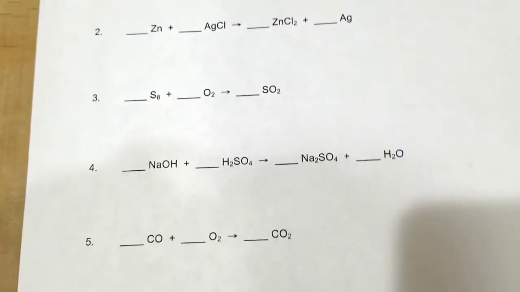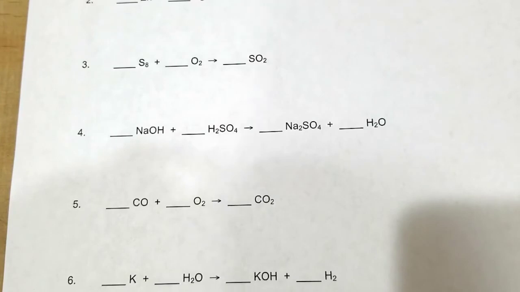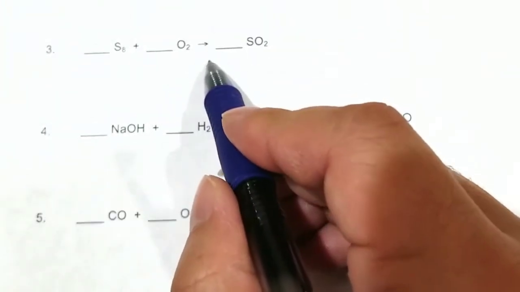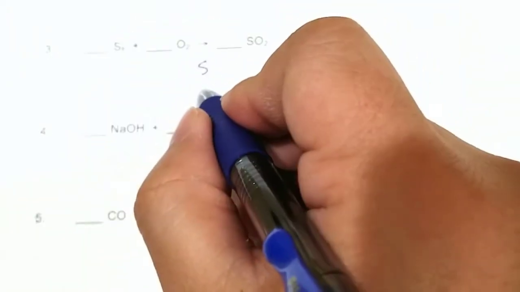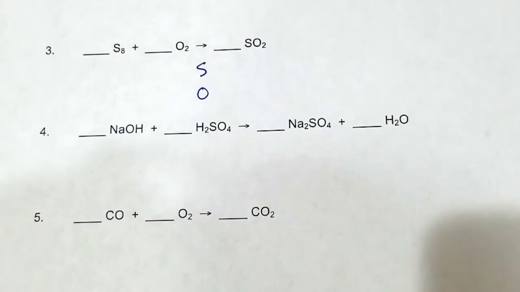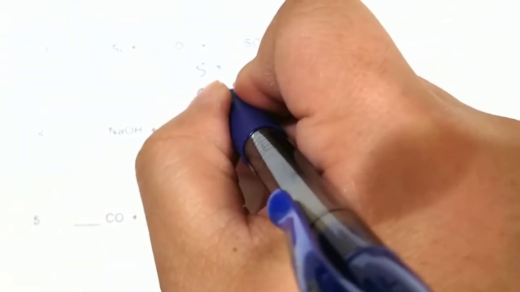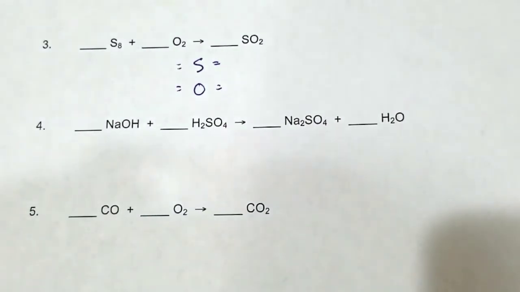Let's start with number 3, for example. So the first thing you want to do is create your chem balancer. Right down the middle where the arrow is, we'll put all the available elements. We have S, sulfur, and we have O, oxygen. Okay, we'll put equal signs for both sides. Again, if you struggle with this, I recommend using a pencil because you're going to do a lot of erasing.